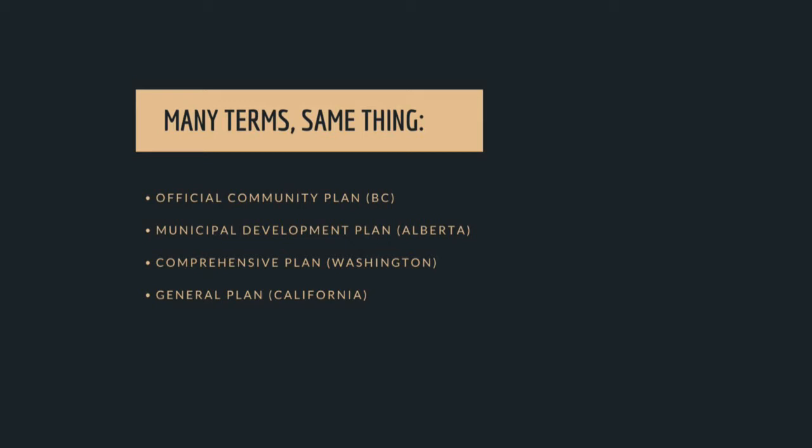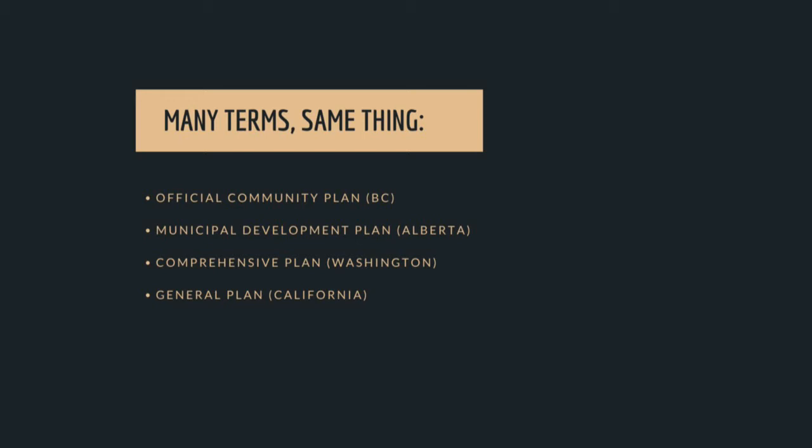Just so that you're aware, other communities in North America use slightly different terms, but they basically mean the same thing. So in Alberta, they will often use the term municipal development plan. In Washington State, they will use a comprehensive plan, and in California, a general plan. These are all documents that look very, very similar. So they're pretty much the same thing. Now, sometimes in BC, we will use the term OCP, which is just an abbreviation. So anytime you hear either of those terms, you'll have a better sense of what to expect.